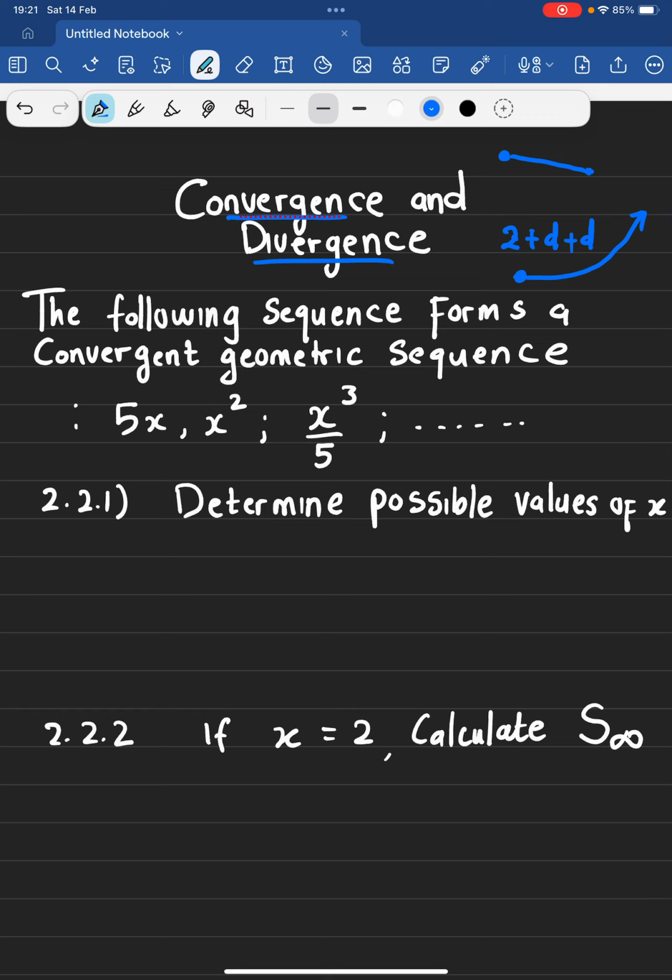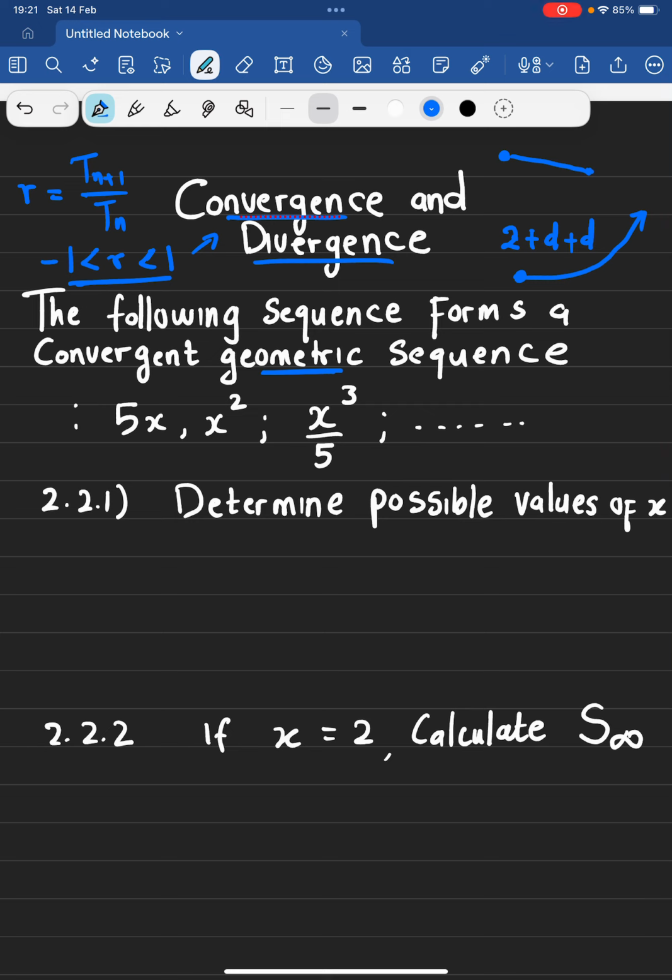If a sequence is a geometric sequence, it can converge. It converges when the value of r, which is the common ratio, remember, r is equal to tn plus 1 divided by tn, falls within this inequality: greater than -1 but less than 1. Therefore, if r falls within this range, then that series will converge.